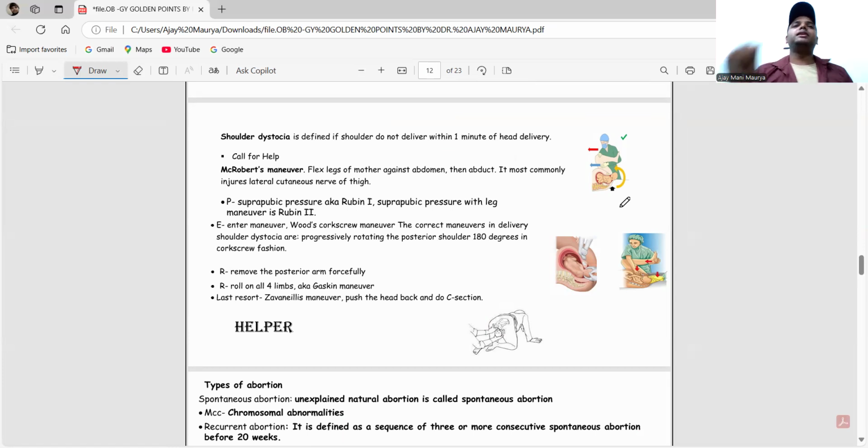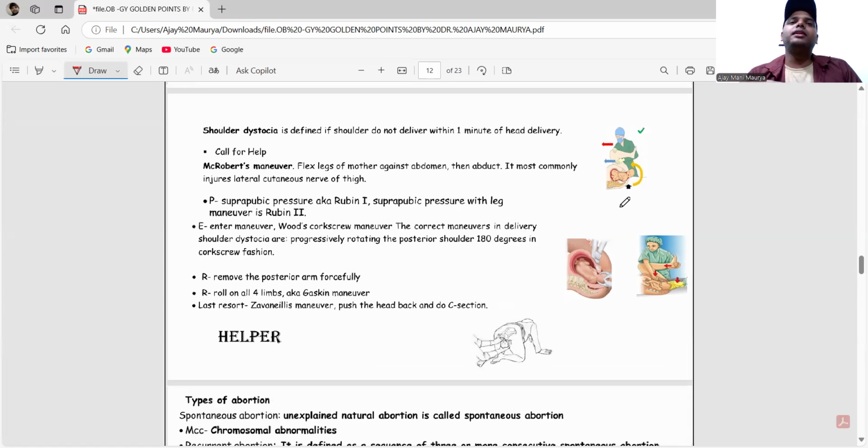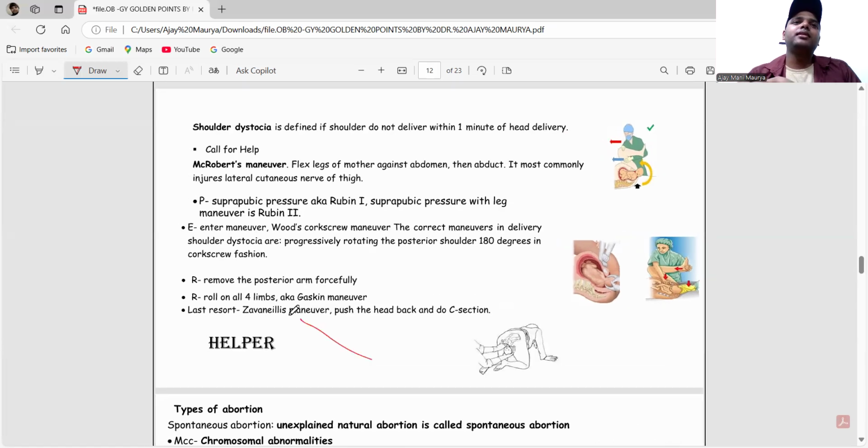Okay, so that's why it can cause the brachial plexus defect of C5 C6. Now, guys, if there is a shoulder dystocia, what do you have to do? Remember the mnemonic HELPER. First of all, you have to call for help.